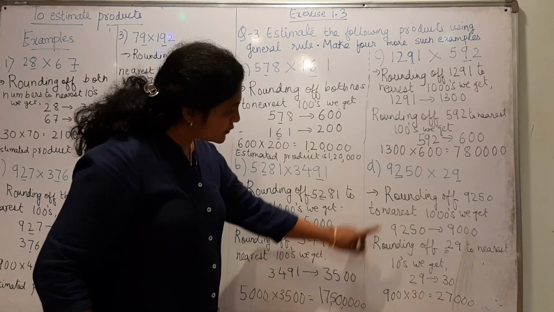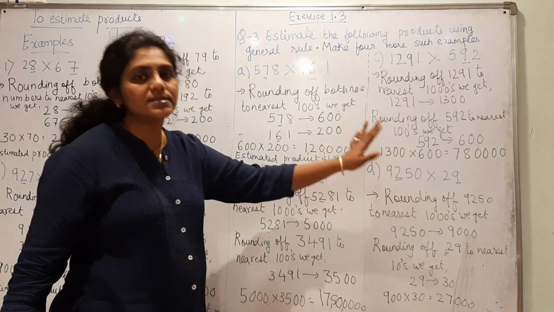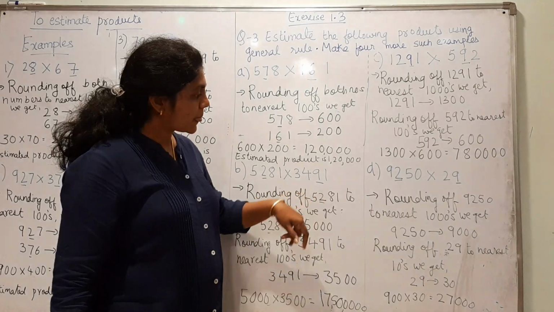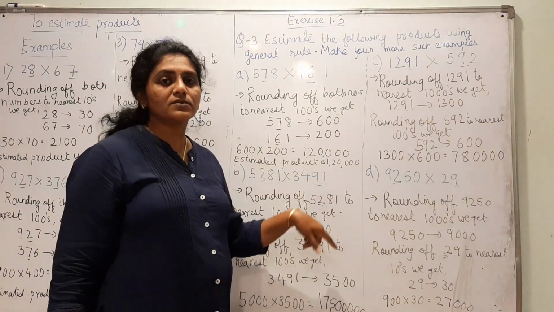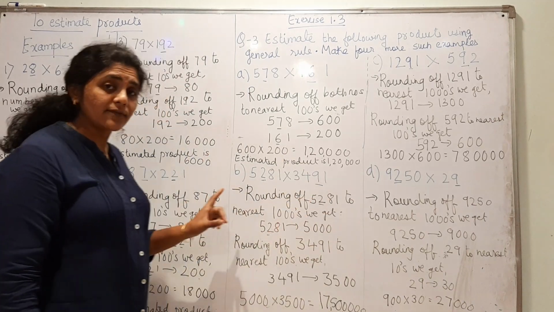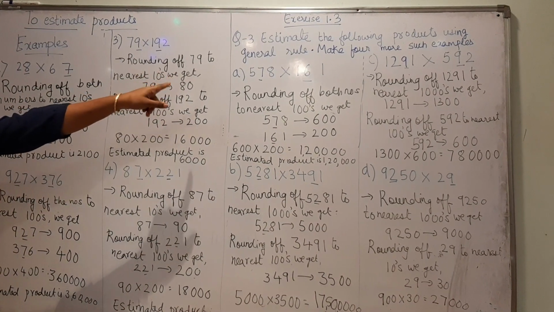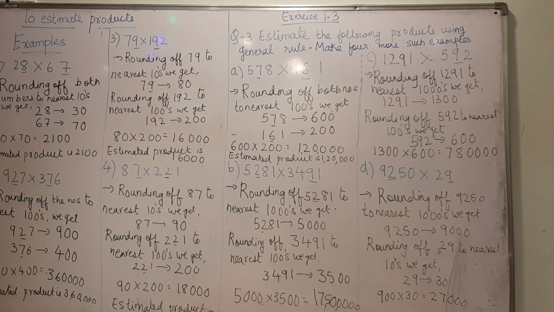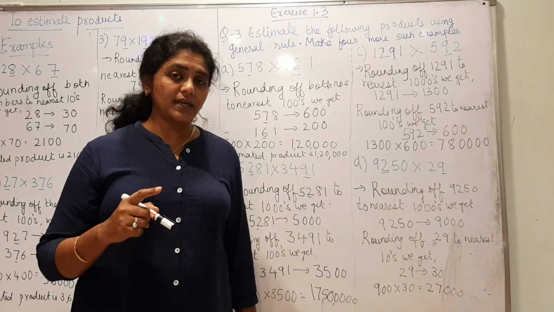Again write, I have not written the statement: estimated product is, that you have to write. So these are the 4 sums A, B, C, D, plus you have to write these 4 examples, because in the question it is written, make 4 such examples. Okay, this completes your exercise 1.3.